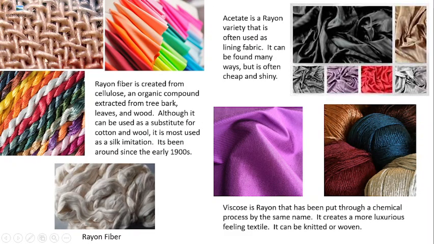Over here is rayon. Now rayon is our oldest synthetic fiber that is widely used. And it's created from cellulose, an organic compound extracted from tree bark, leaves, and wood. Although the process of actually creating the fiber uses cellulose, many of the other ingredients mimic the plastic production's ingredients as the other synthetic fibers. It can be used as a substitute for cotton or wool. However, it's most used as imitation silk. And it's been around since the early 1900s.